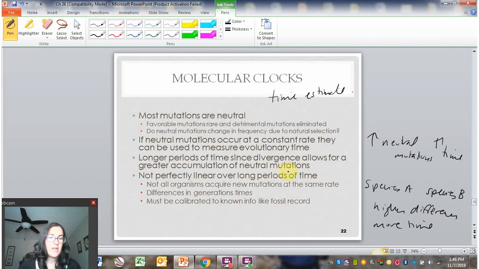So is this a perfect estimate? No. We know that not all organisms acquire new mutations at the same rate. So organisms have different rates at which they get mutations. A lot of this has to do with the difference in generation time. So again, bacteria are going to reproduce faster and acquire these mutations differently than us. And so as much as possible, a molecular clock is also matched against the fossils that we do have. So we take the molecular data, we compare it to the fossil record, and we put those two things together in order to make a molecular clock for a species.